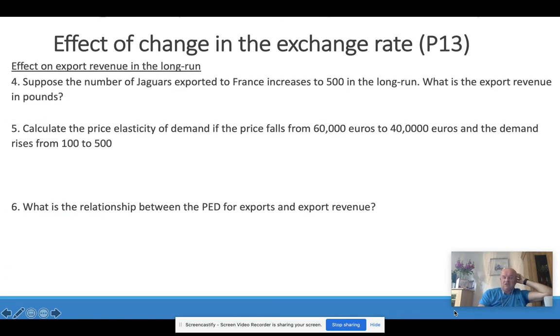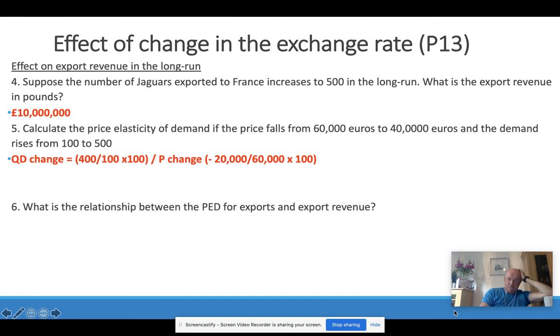Okay, let's take a look at export revenue in the long run then. In this instance, we've got an increase to 500 in the long run. The export revenue in pounds at this point is going to give us £10 million. However, if we then take a look and see what the price elasticity of demand is, if the price falls from 60,000 to 40,000 euros and our demand rises from 100 to 500, a significant increase, isn't it?